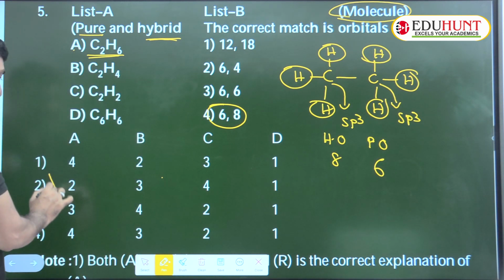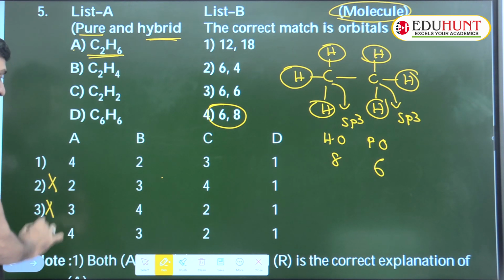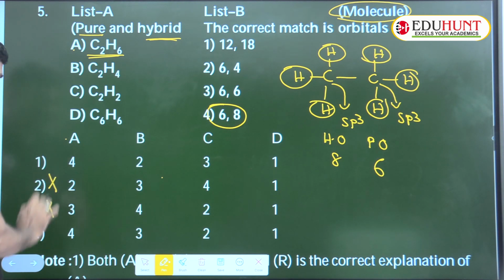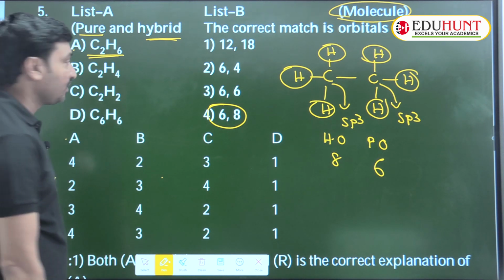Then we can easily eliminate option 2 and option 3 because A matches with 4 only, right? So maybe option 1 and option 4 are still alive, right?